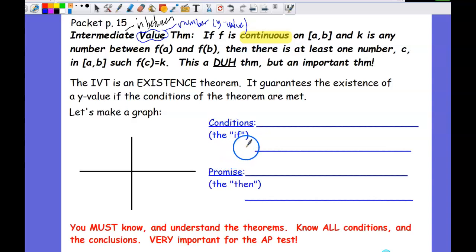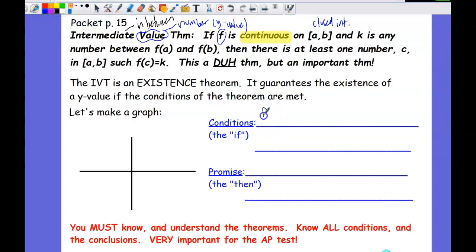All right, so let's take a look and let's break the theorem down and look at the conditions. If f, so first of all, I notice that this applies to a function because f is naming a function. If f is continuous on a closed interval from a to b. All right, so there's my condition. In order for this theorem to apply, I must have a function that is continuous on a closed interval. Let's go ahead and add that into our notes here.